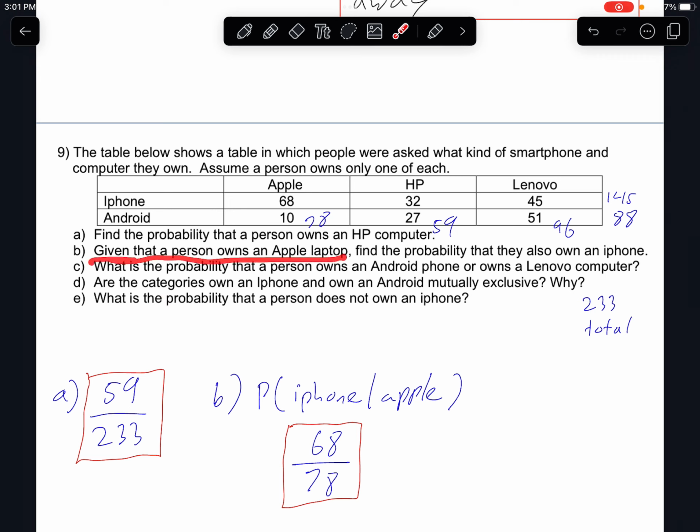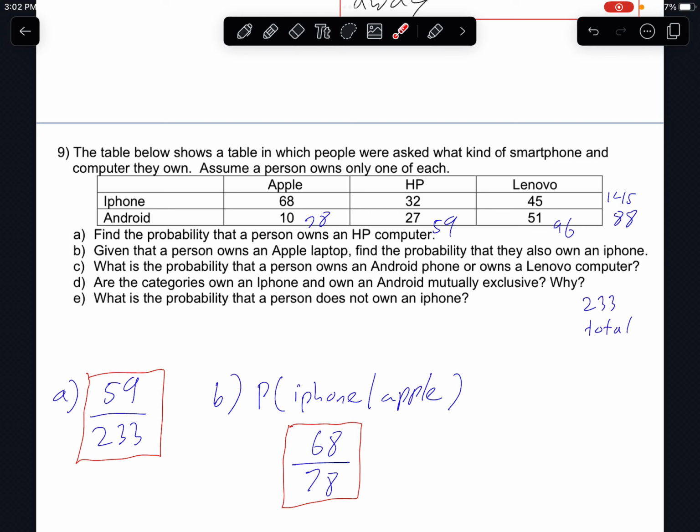Given that a person owns an Apple laptop. Now what this word given does for us is it changes the denominator value, because now we're only looking at the people that own an Apple laptop, of which there are 78 of them. That means our denominator is equal to 78.